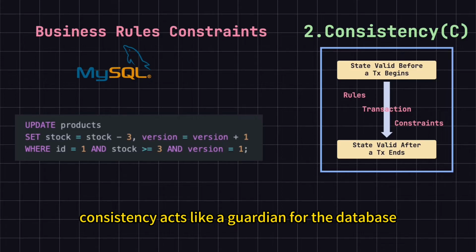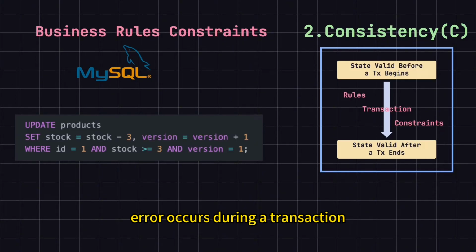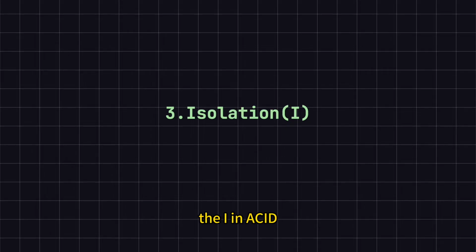In conclusion, consistency acts like a guardian for the database, ensuring that even if an error occurs during a transaction, no invalid data is saved. Now let's talk about isolation, the I in ACID.